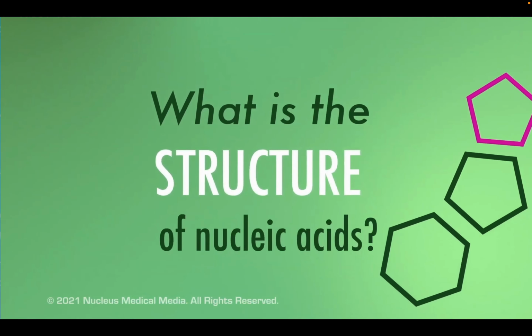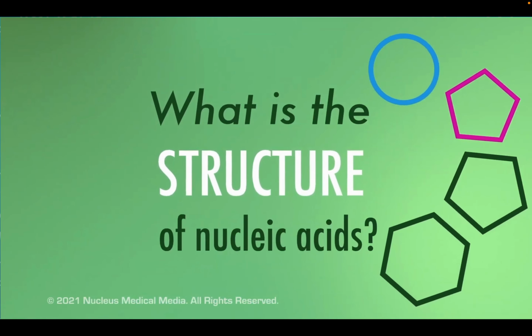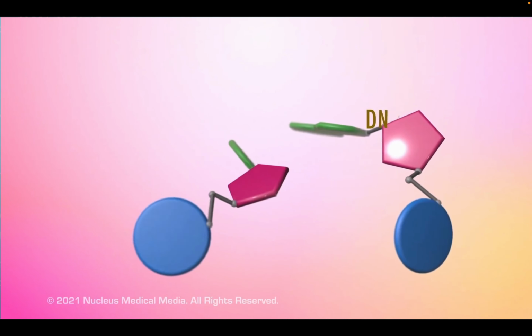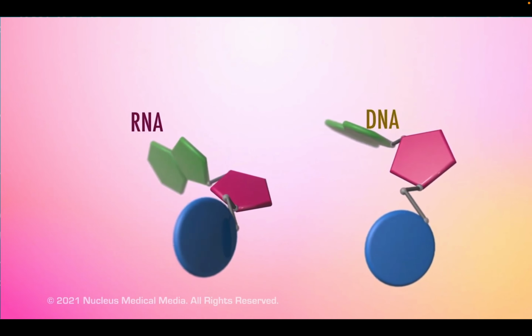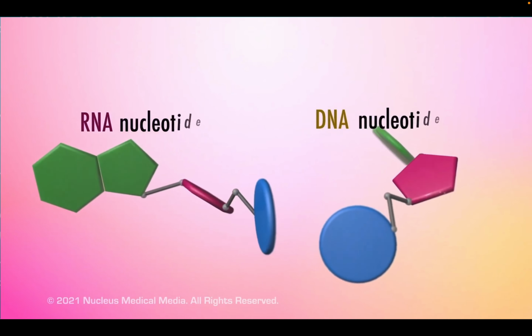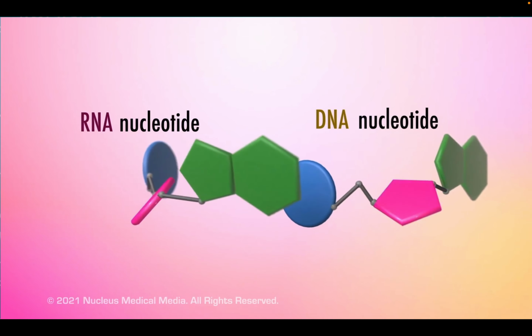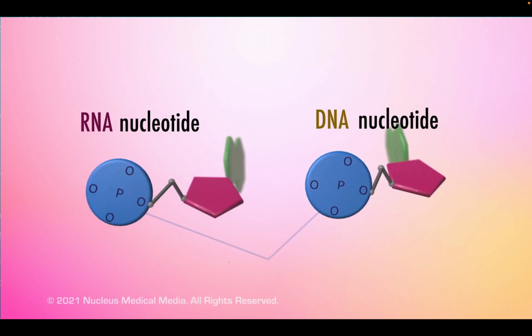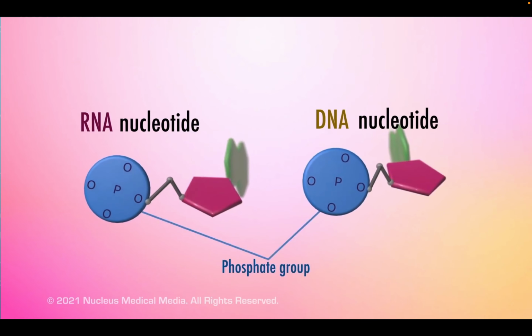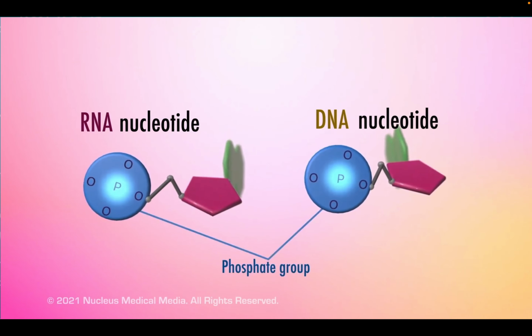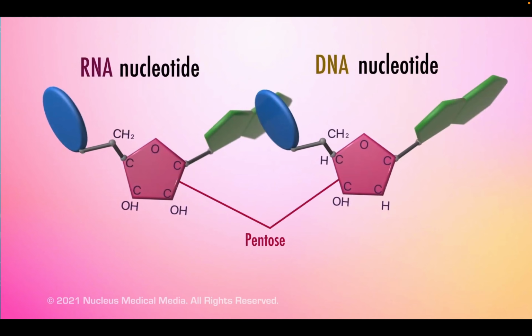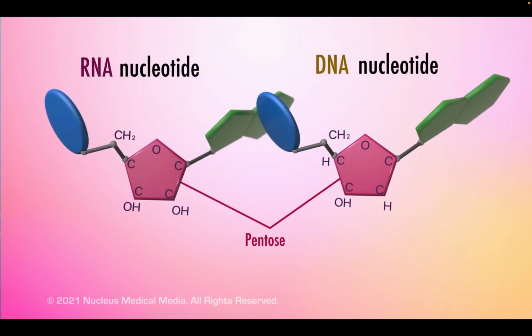So, what is the structure of nucleic acids? Well, both DNA and RNA are made up of monomers called nucleotides. All nucleotides contain 3 compounds. The first compound is a phosphate group, which contains phosphorus. The second compound is a 5-carbon sugar.